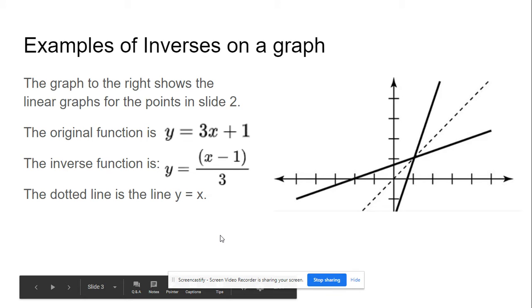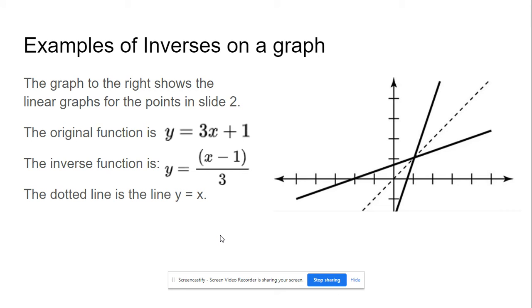The graph to the right shows the linear graphs for the points in slide 2. The original function is y equals 3x plus 1, and the inverse function is y equals (x minus 1) divided by 3. The dotted line is the line y equals x.